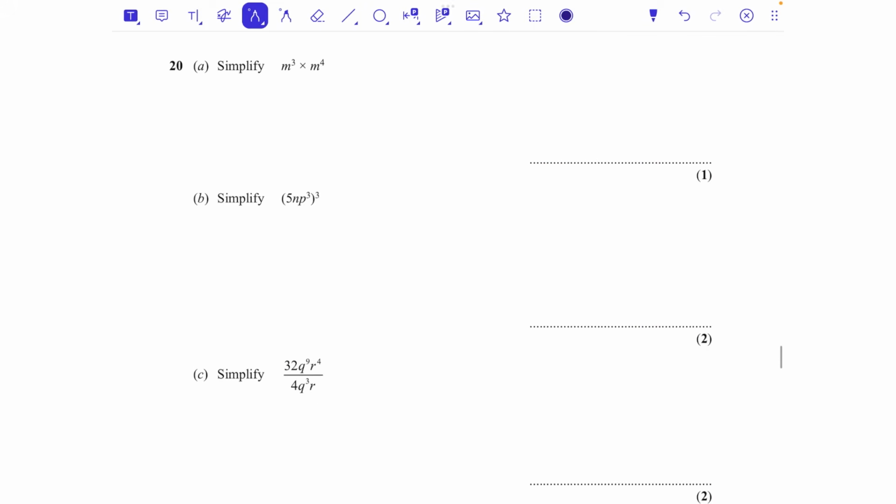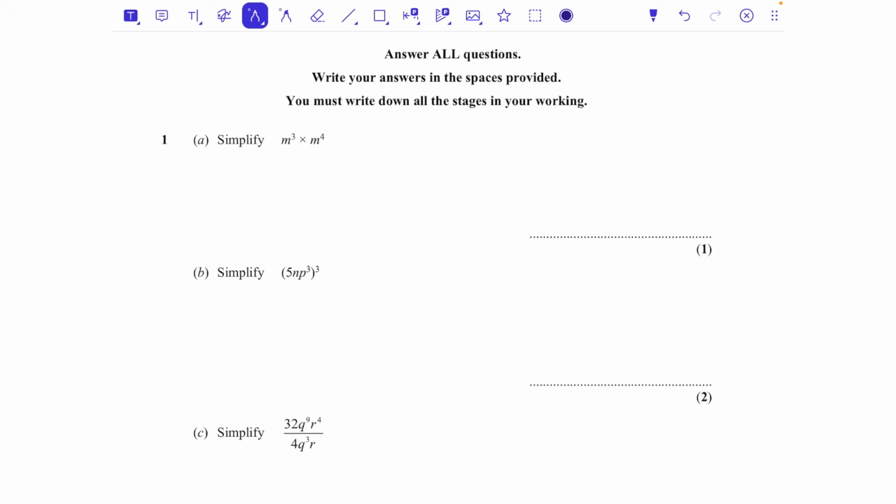Question number 20. Simplify m cubed times m to the power of 4. So m cubed means m times m times m, and m to the power of 4 means m times m times m times m. And if we are multiplying those together, then in total we have m to the power of 7. So when we are timesing, we can add the powers.